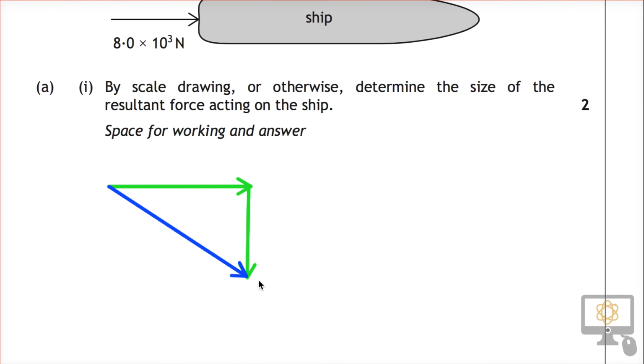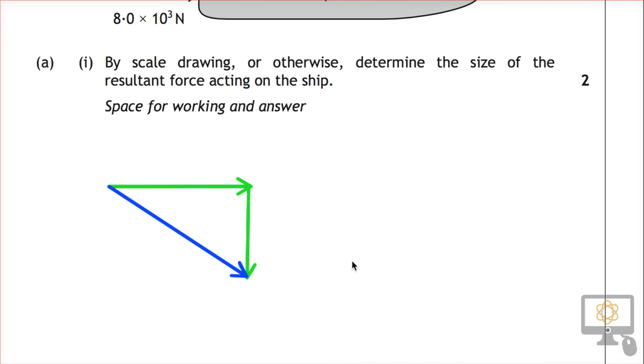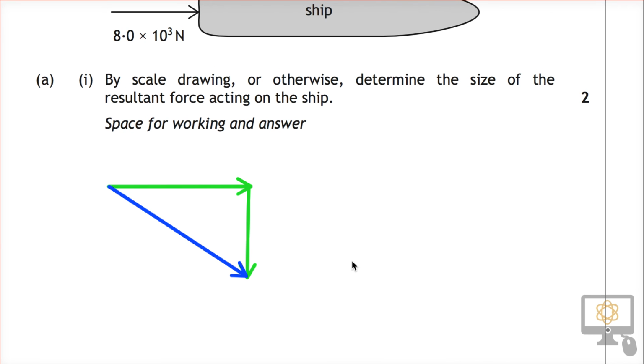And that's fine, that's great. If you do it that way and you draw it accurately, maybe that's 8 centimeters along, that's 6 centimeters down, you'll find that this is 10 centimeters, and therefore your resultant is 10 times 10 to the 3 newtons. And that's great. However, I have seen it done like this.